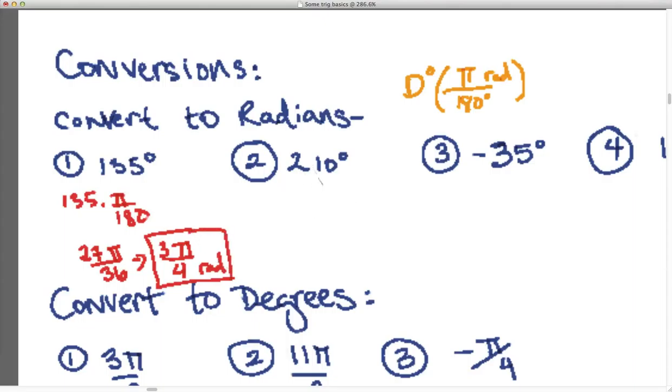So same thing here. If you did 210, they both end in 0, so the 10s can cancel out. And then 21 is 3 times 7, and this is 3 times 6. So the 3's cancel. You get 7 pi over 6.